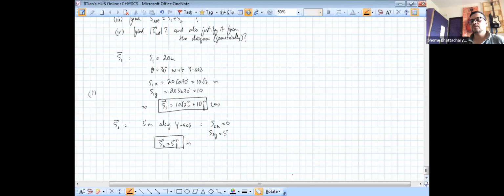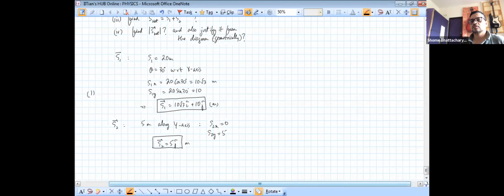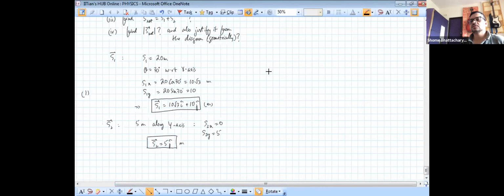So now, if you represent this in a diagram, it will show up something like this. In the xy plane, your first displacement, say S1, like this. It's of magnitude 20 but at an angle of 30 degrees.